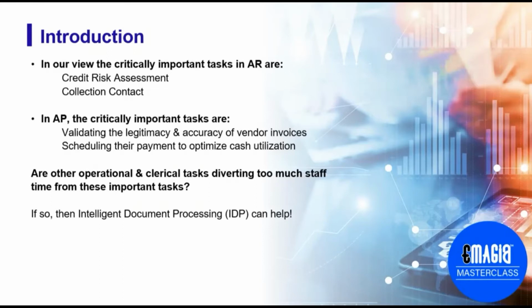On the other side, looking at payables, what are the critically important tasks? Well, the first one is validating the legitimacy and accuracy of vendor invoices. It may seem like an obvious statement, but let me point out 2 things. One, there are companies out there or people that just send bogus invoices, primarily to big companies, and hope they'll get paid. We've seen that a lot with our clients.